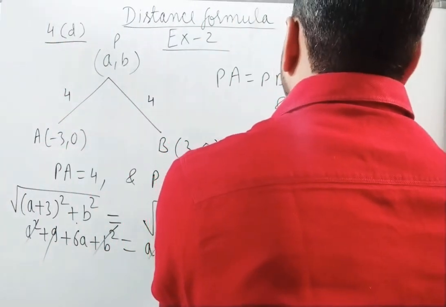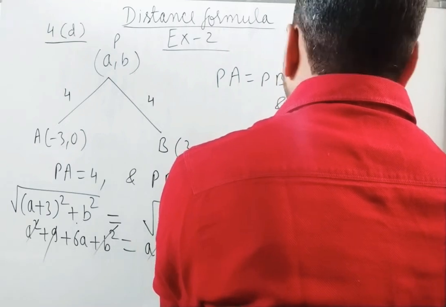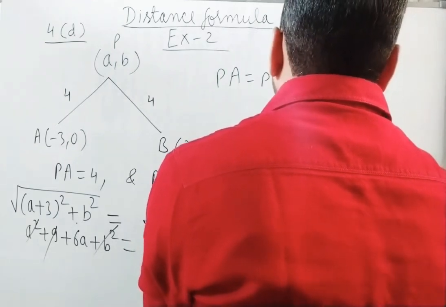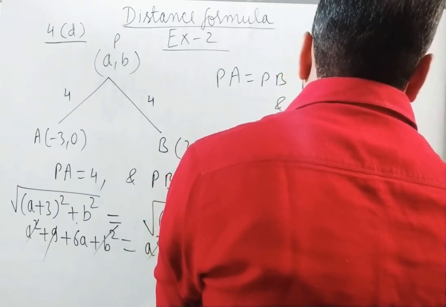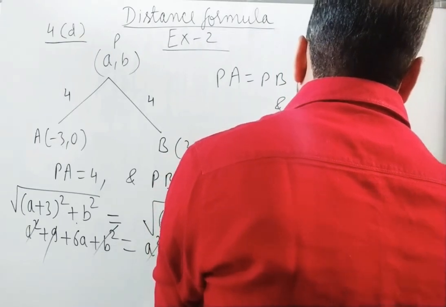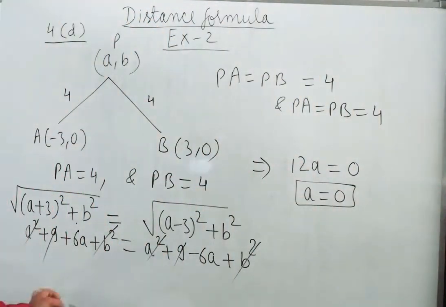It means plus 12a is equal to 0. It means a will be 0. Correct? It means a will be 0.